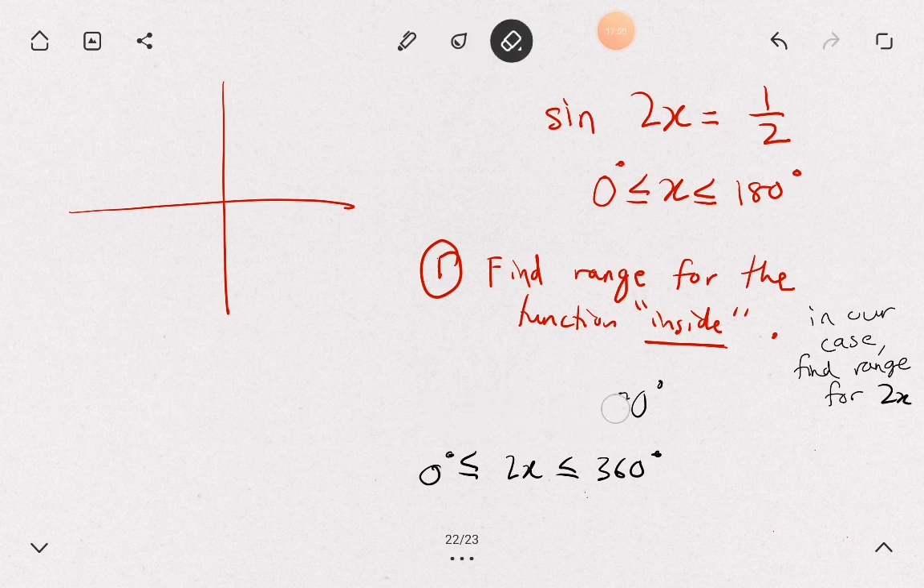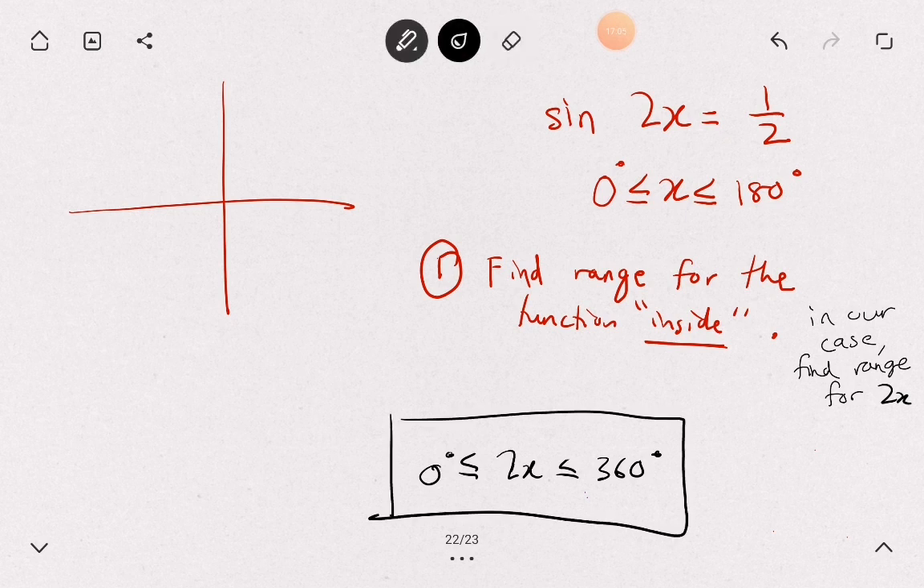Okay, so now this is what you want. You want to do it for 2x first. You can find what 2x is, then divide by 2 and get x. To find what 2x is, you need to know all the possible angles that you can get. So now we are taking 2x between 0 and 360.